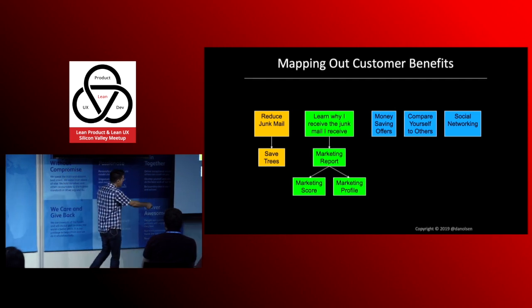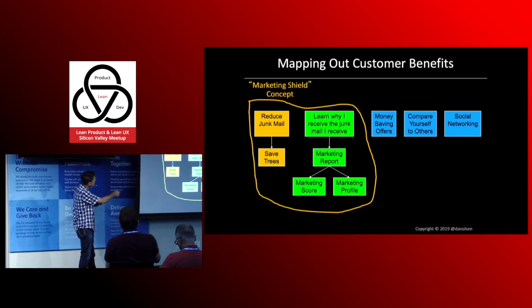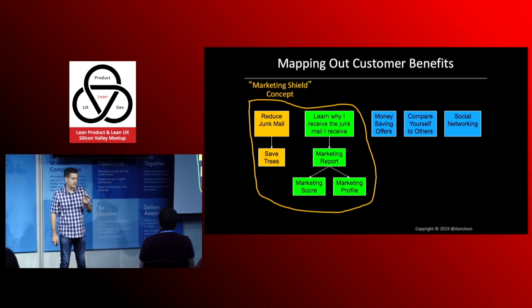Both MVPs had this functionality in it, right? The first MVP concept was called the marketing shield because it had the core green stuff plus the yellow stuff that was reducing your junk mail, kind of shielding you from junk mail. So we called it the marketing shield concept.